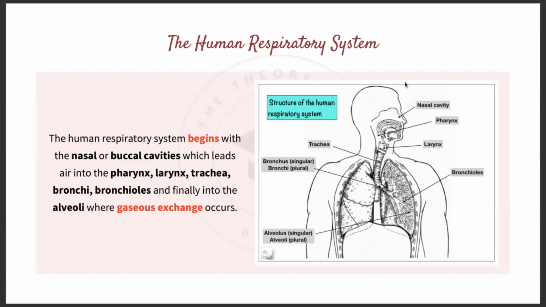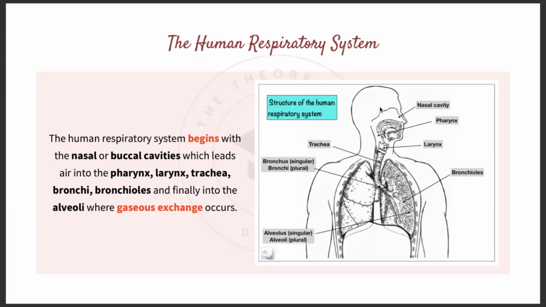The human respiratory system begins with the nasal or buccal cavities. So basically when we inhale air, we either inhale through the nose or through the mouth. If it's through the nose, it's through the nasal cavity. If it's through the mouth, it's through the buccal cavity, which will then lead the air into the pharynx, into the larynx, and into the trachea, into the bronchi, into the bronchioles, and finally into the alveoli, where gaseous exchange occurs. So just a little function of each of these.